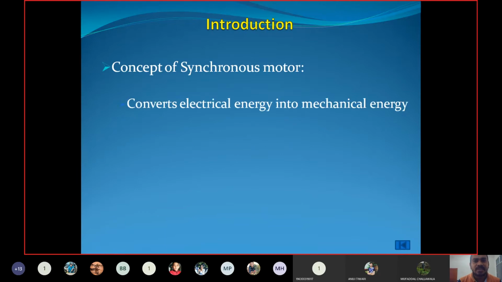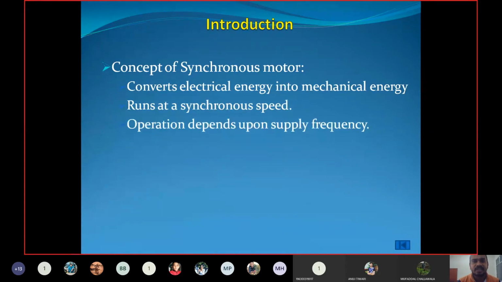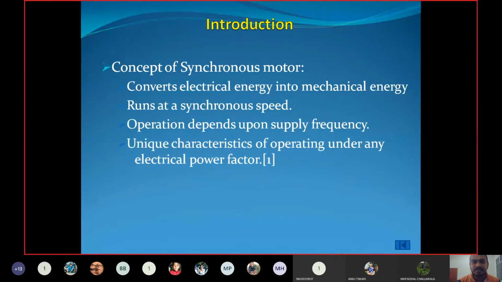Okay, concept of synchronous motor. A synchronous motor converts electrical energy into mechanical energy. It runs at a synchronous speed. Its operation depends upon the supply frequency, and it has a unique characteristic that it operates at any electrical power factor, that is lagging power factor, leading power factor and unity power factor.